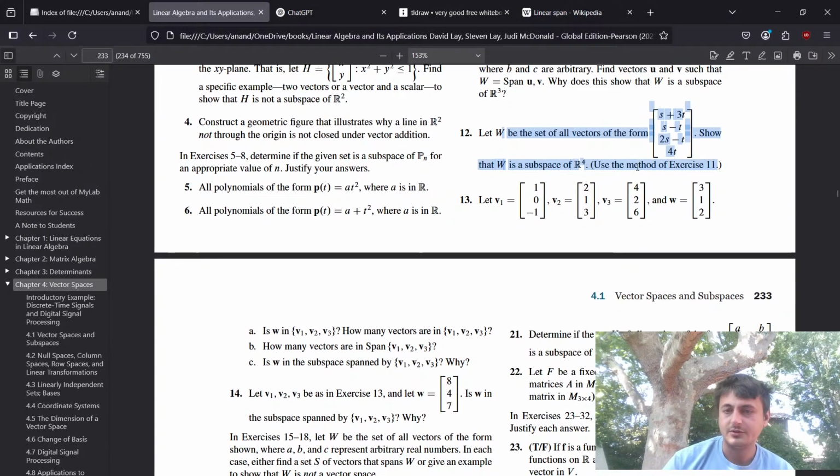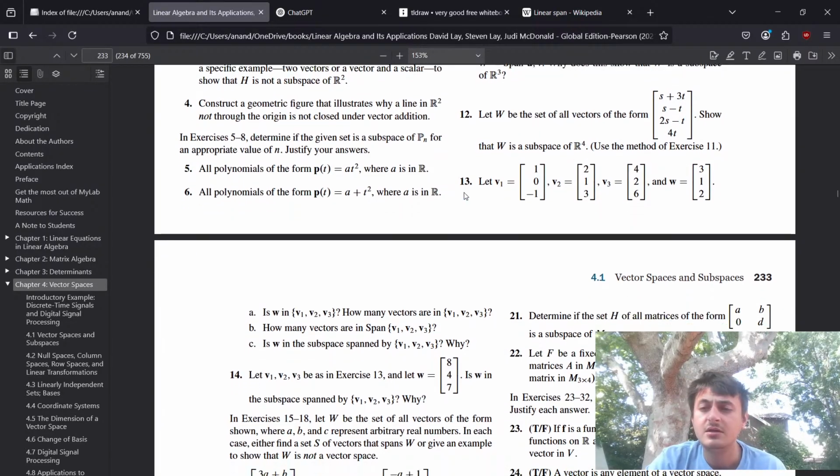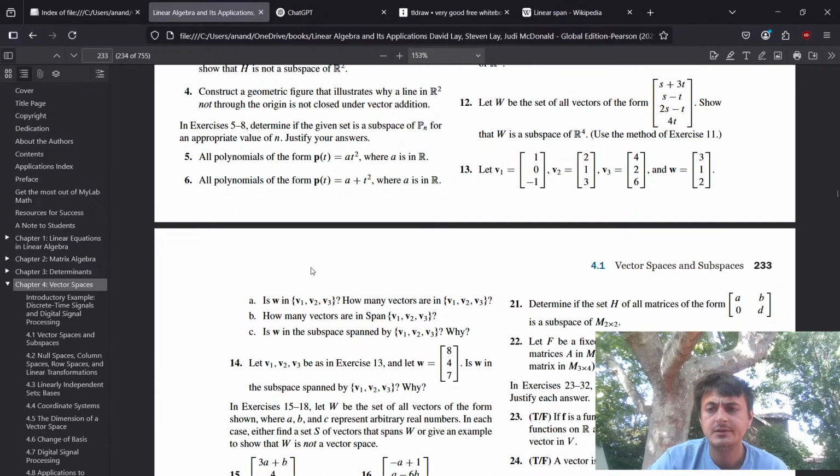Which one are we on? We're on 12. Oh, we're skipping 12. 12 is easy. Okay, (3, 1, 2), it's not in this. So no. How many vectors? 3. No, 3. B. How many vectors are in the span? Infinite. C. Is W in the subspace?